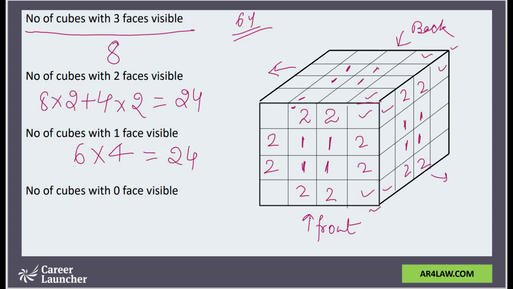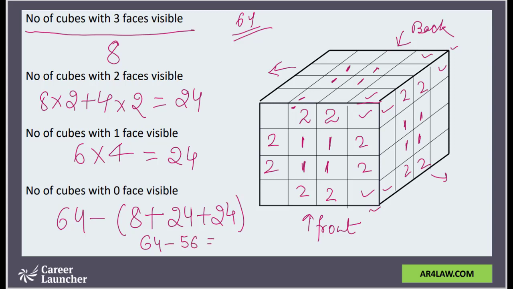Now the number of cubes with no face visible can be calculated as the total number of cubes minus the number of cubes for which 3 faces are visible, for which 2 faces are visible, and for which 1 face is visible. This takes us to 64 minus 56. We get 8 cubes for which no face is visible. They are completely hidden inside the core of this bigger cube.